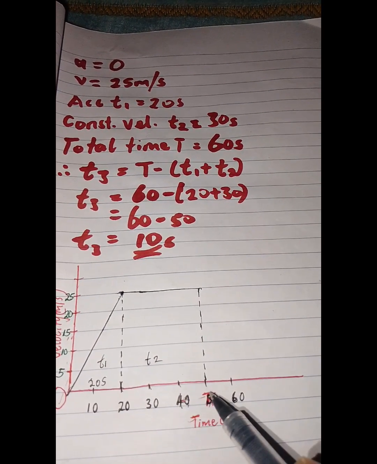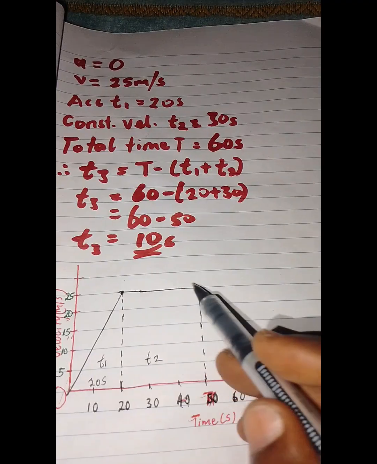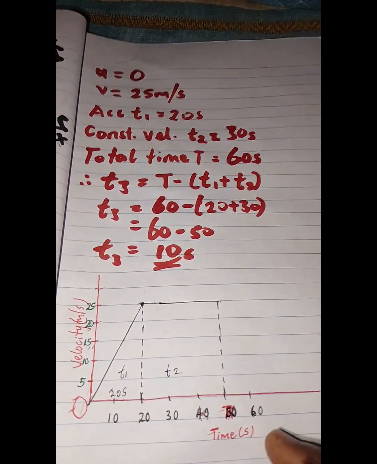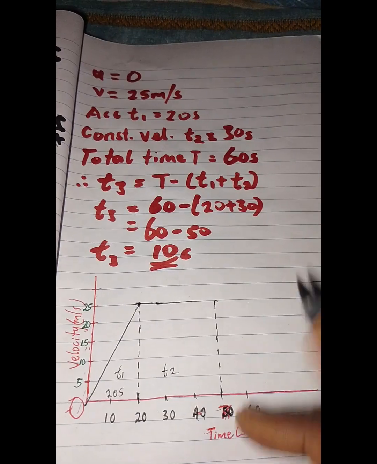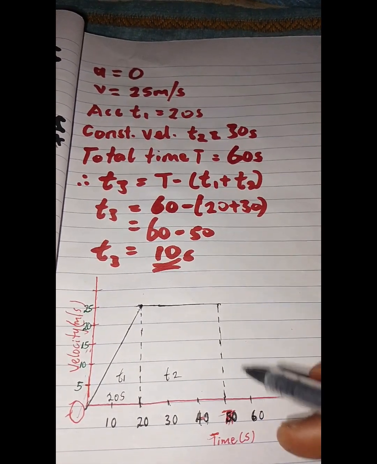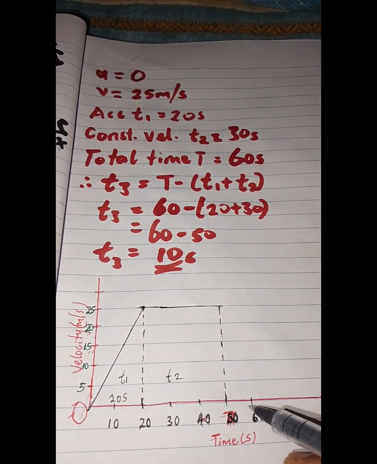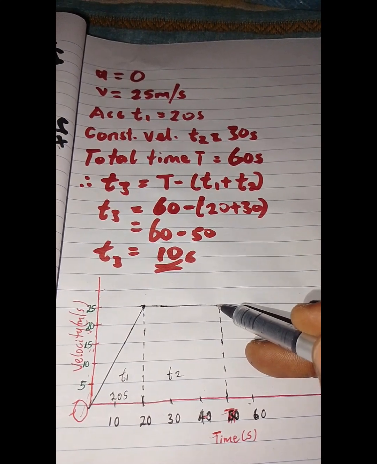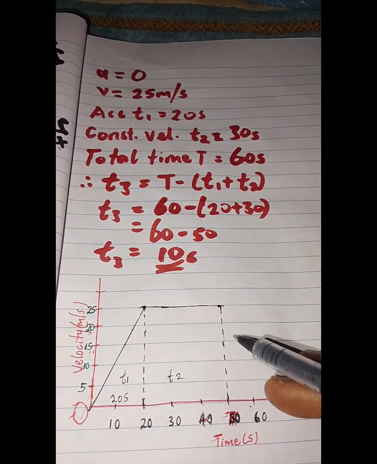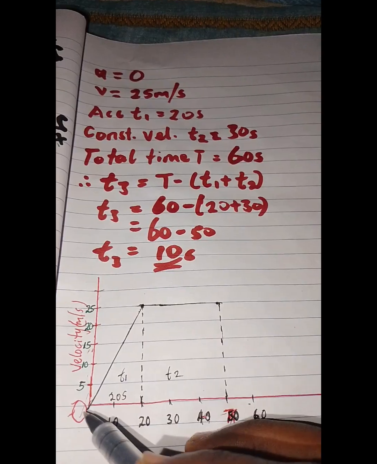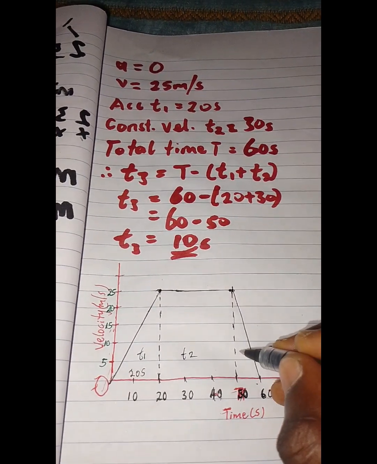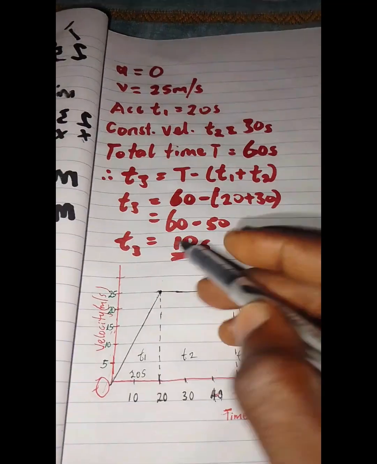Constant speed. Then it later decelerates. That means it decelerates until it gets to 0. It decelerates from 25 meters per second. At this point, it begins to slow down until it gets to 0. Here we go. So this is going to be t3. t3 is 10 seconds here.